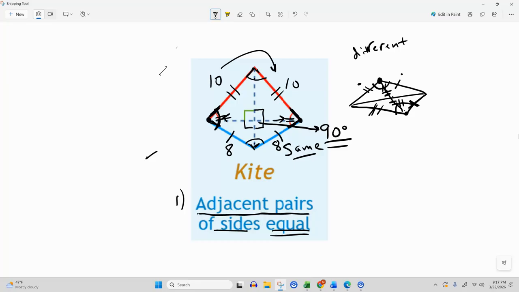Which would mean, let me do this in a better color. Maybe I'll do it with a highlighter. It means this, oops, why isn't my highlighter working? There we go. This diagonal is the same as this diagonal. So the diagonal that connects the two opposite angles that are equal is also a diagonal that is cut in half. So this segment is the same as this segment. And this segment over here is the same as this segment. Okay, that's the properties of kites. And we're going to use that today to do the assignment. So let's go back to the assignment.